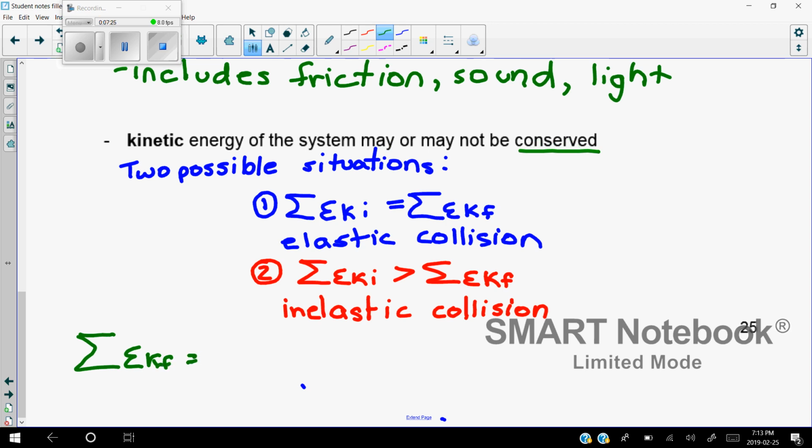for example, would mean the sum of your kinetic energy for your first object at the end plus the sum of your second object's kinetic energy. So this changes depending on your situation. Maybe it's a collide and stick where you only have one object moving at the end because they've combined, but you have to take into account all of the things that are in the after situation. So let's take a look at an example.